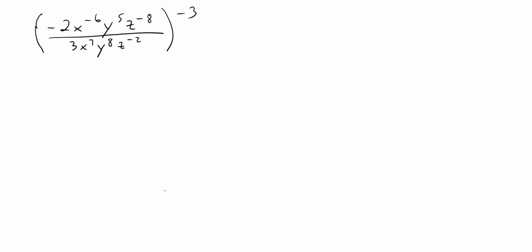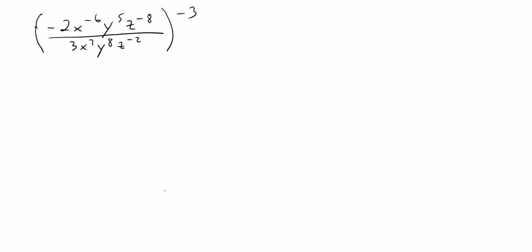Okay, you really can't get any nastier than that. It's got x's and y's in the top and the bottom, and z's in the top and the bottom. It's got negative numbers, negative exponents, positive exponents. It's got a negative exponent on the outside. This is kind of as crazy as it gets. But again, if you follow all the same rules, you're going to get it right.